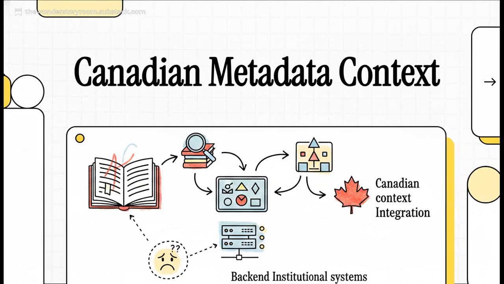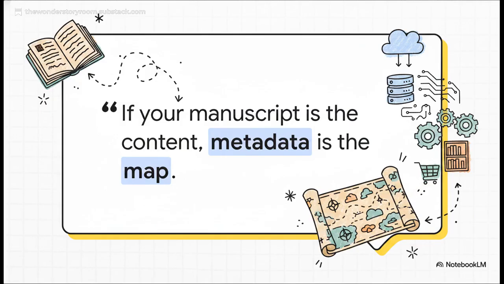So today, we're diving straight into Chapter 7 of the Canadian Self-Publishing Blueprint. We're going to focus entirely on metadata, categories, and discoverability, specifically looking at it all through the Canadian context. I love this core metaphor we're looking at right now. If your manuscript is the content, metadata is the map.